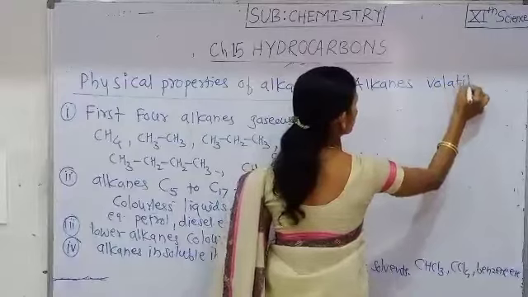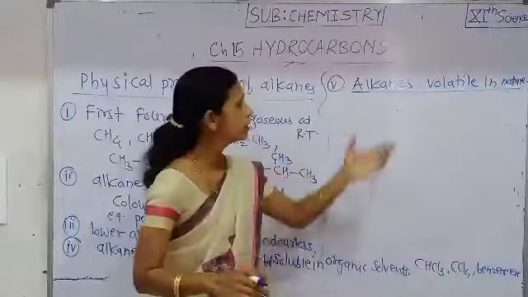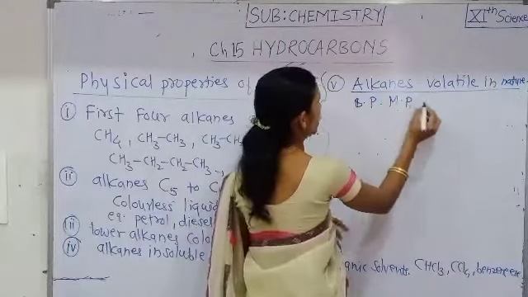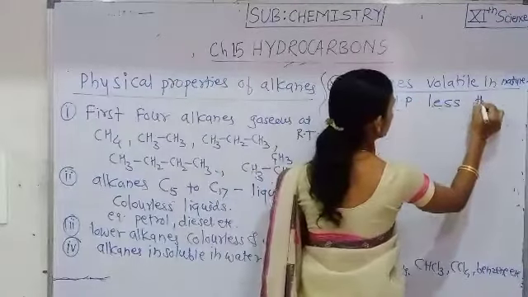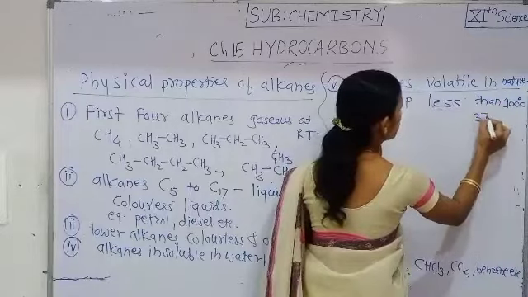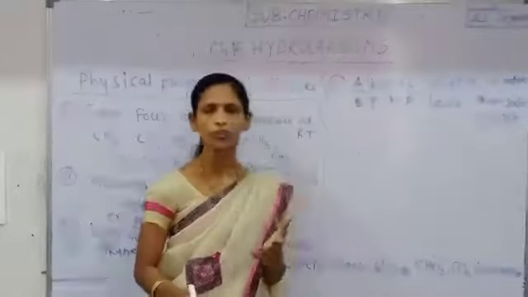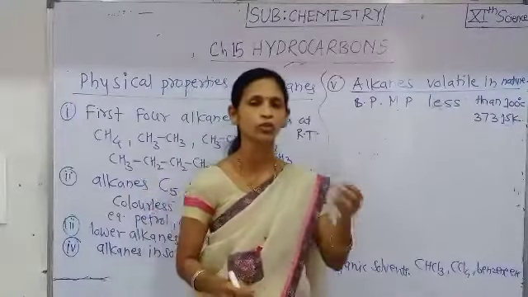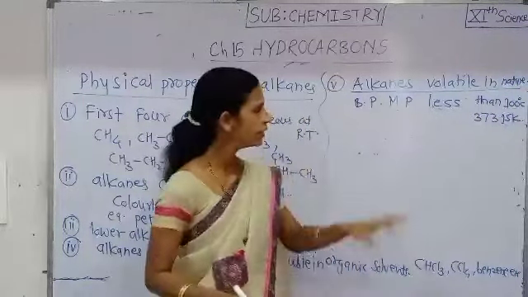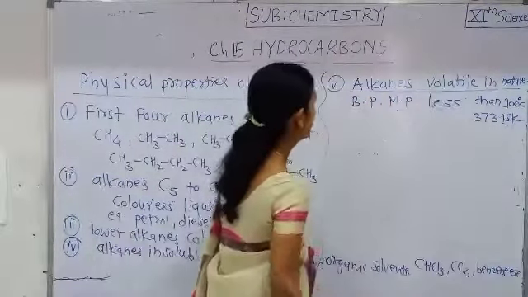One more physical property is that alkanes are volatile in nature. That means the boiling point and melting point of alkanes are less than 100 degrees Celsius, or 373.15 Kelvin. The chart of boiling points and melting points of a few alkanes is given in your textbook. You should observe that chart and see that alkanes are volatile in nature.